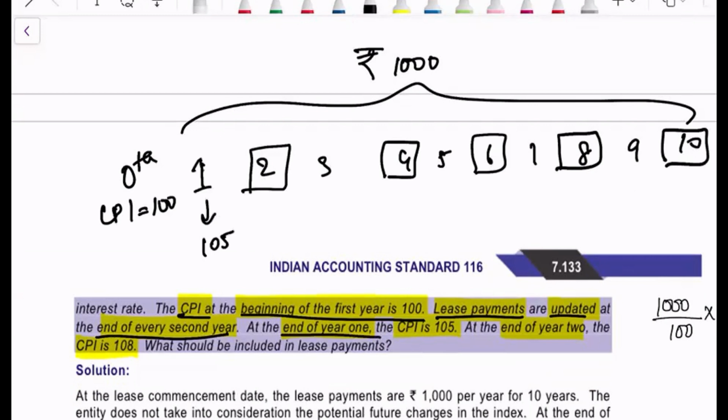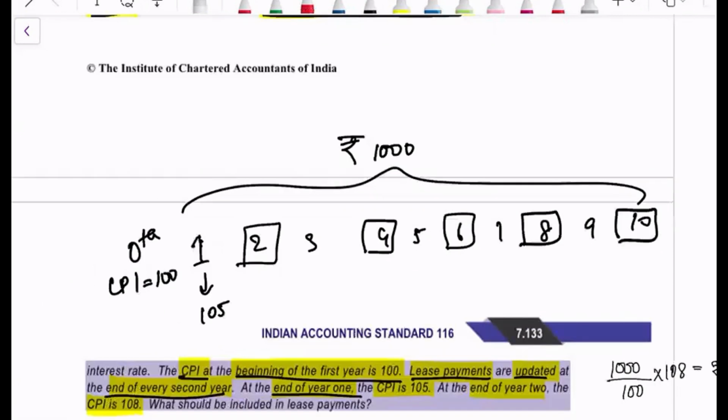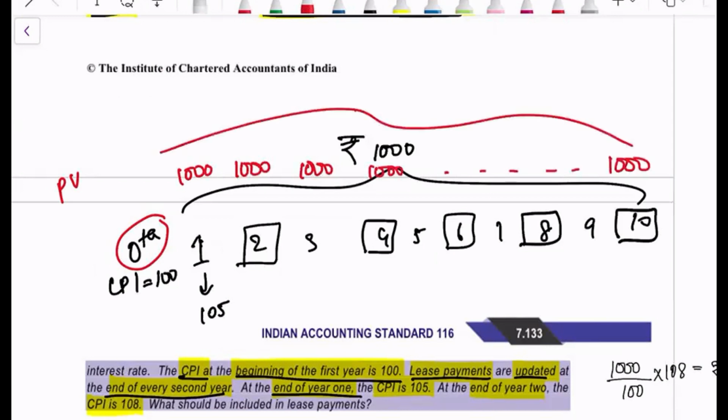Before I answer this question, let me tell you the concepts. On the 0th year, when you are calculating the present value, you will take 1,000 for year 1, 1,000 for year 2, 1,000 for year 3, 1,000 for year 4, and 1,000 till year 10. You will pull all of these thousands to the present and find out your present value of lease payments.